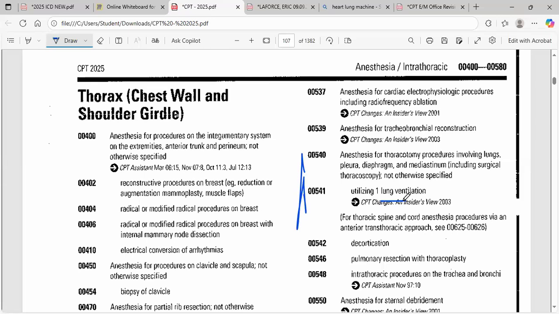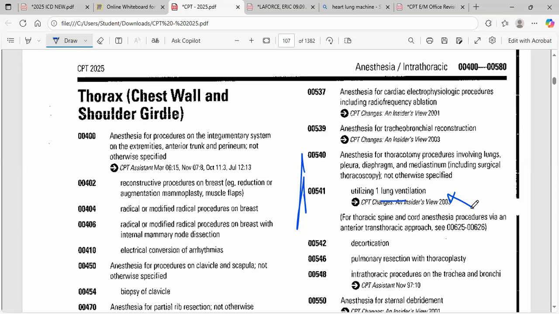In our documentation, we do not have any documentation which tells us that there is one lung ventilation. This is a machine which has been used, so it does not have that documentation. So I'm going to cross it out. Our answer should be between A and B. C and D have been ruled out. The difference between A and B is the modifier AA.